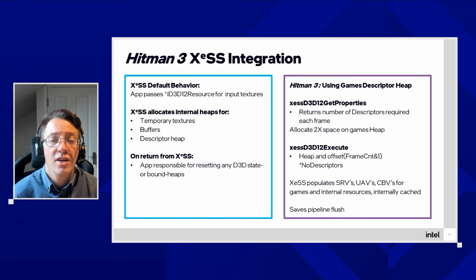In Hitman 3, we're looking at a slightly different approach. XeSS also allows you to return a lot of the properties to find out what resources it needs to create. One thing you can find is the number of descriptors. We find that and then allocate double that space on the game's own descriptor heap. Then when we come to call execute XeSS, we pass that heap plus an offset which we toggle each frame. XeSS then populates that with its own descriptors, but on return we no longer need to actually reset the heap because we're still using the game's own descriptor heap, and that saves a pipeline flush.